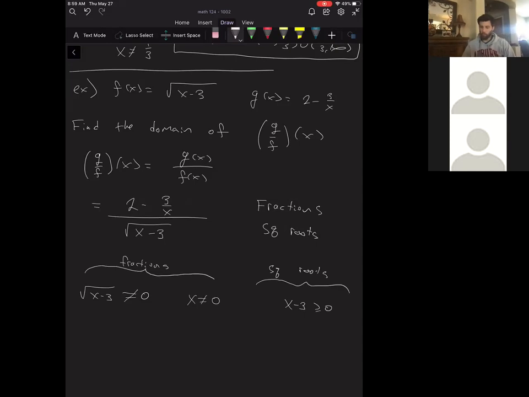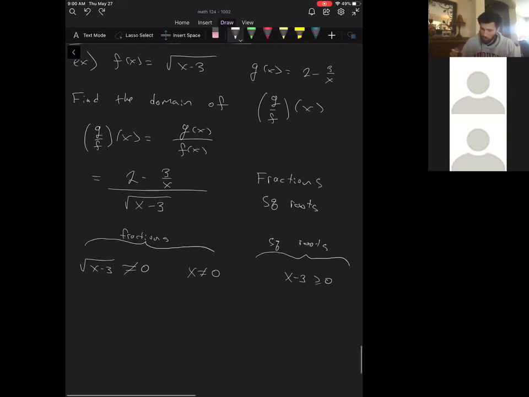For square roots, we have one square root, the square root of x minus 3, so we need the inside, x minus 3, to be bigger than or equal to 0. And we can't have the bottom of fractions being 0. This whole thing is a fraction, the bottom of that fraction being square root of x minus 3, so that can't equal 0. And the top has a fraction. The bottom of that fraction is just x, so x can't equal 0. So now let's solve each of these. Square root of x minus 3 can't equal 0. If we square both sides, we get x minus 3 can't equal 0. Add the 3 over, we get x can't equal 3.